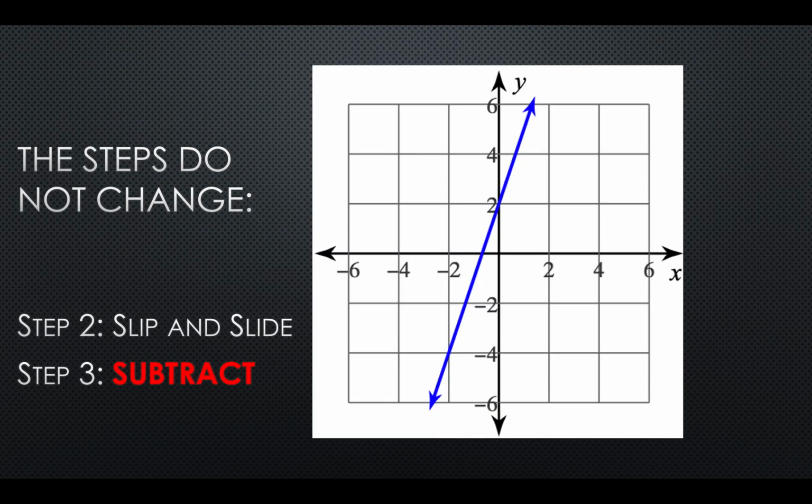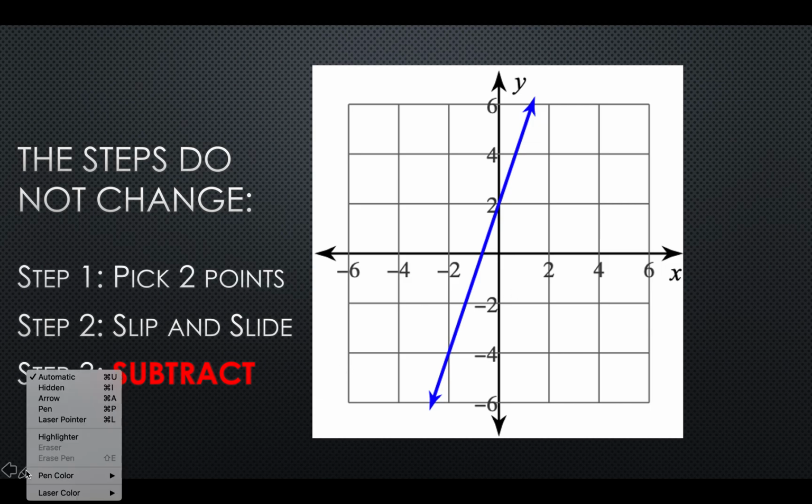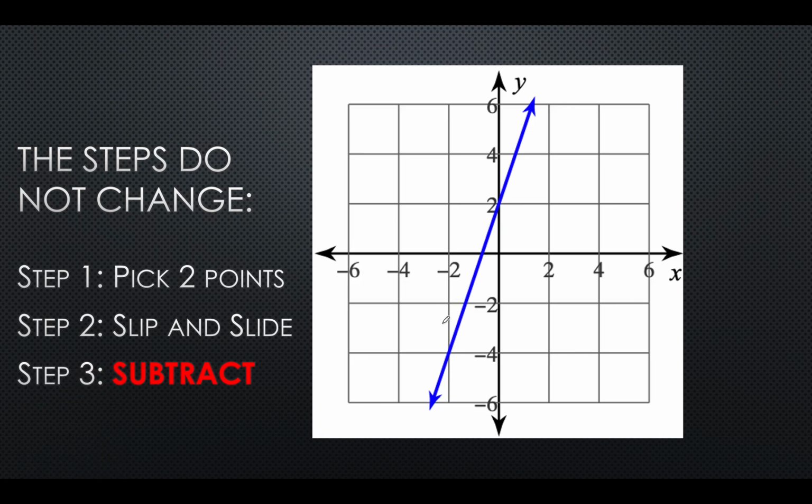Now, interestingly, the steps don't change when we get to this either. What is step 1? Well, step 1 is to pick 2 points. The only thing you have to be aware of is where are those points? Well, the points are going to be exactly where the line crosses through the corners. So we're going to say this is going to be, and this is going to be our points.